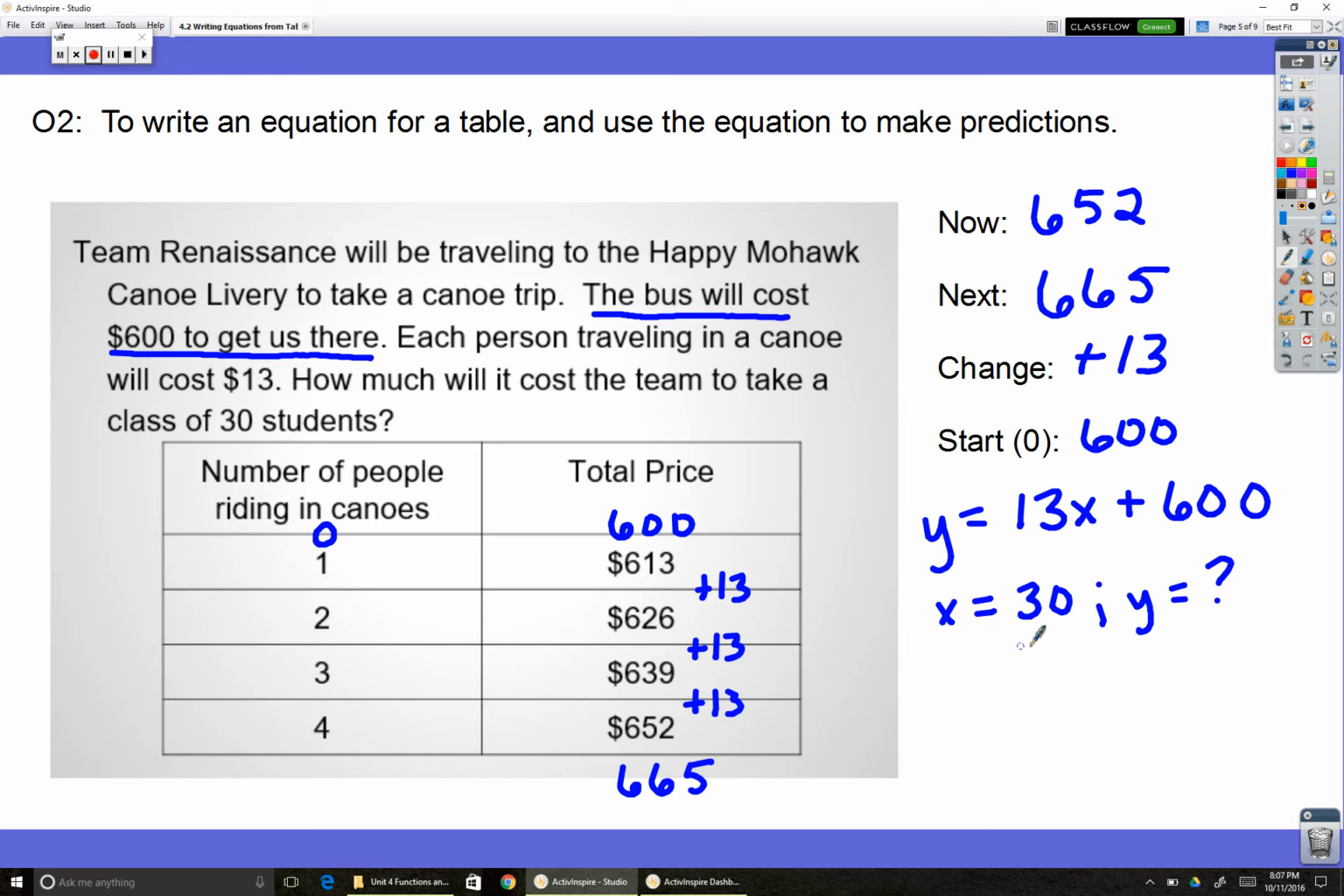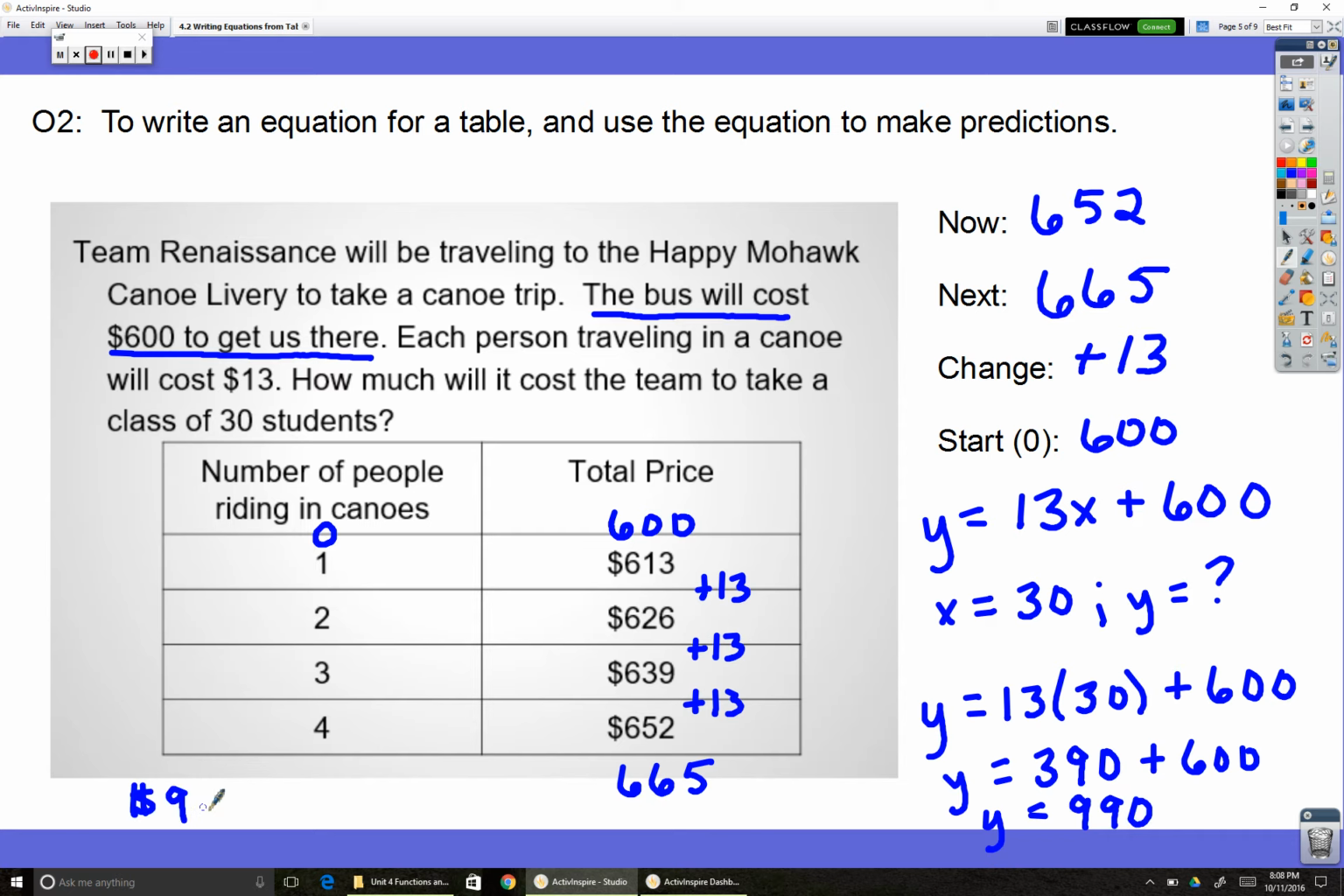So I'm going to substitute this 30 in for x. y equals 13 times 30 plus 600. 13 times 30 is 390. And we still have plus 600. So y equals 990. So it is going to cost the team $990 to take a class of 30 students.